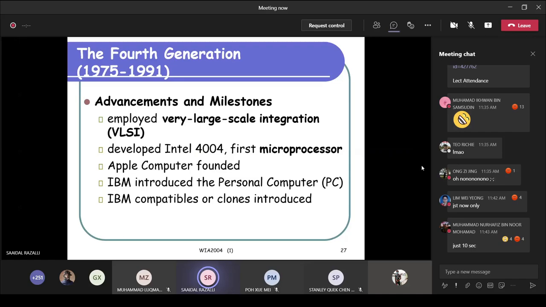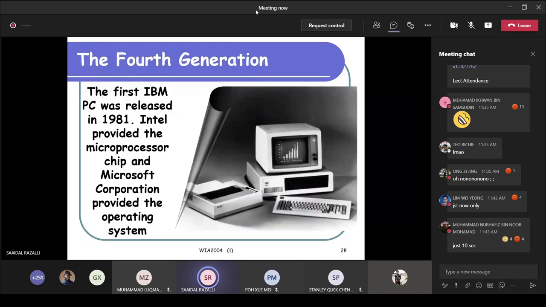Then the clock speed. Apple Computer was also founded, and in 1980 came the first personal computer. IBM computers and clones were introduced. Okay, this is how the first PC looked in 1981. Intel provided the microprocessor and Microsoft Corporation provided the operating system. So this is the basic model that is used by our modern systems at the moment.